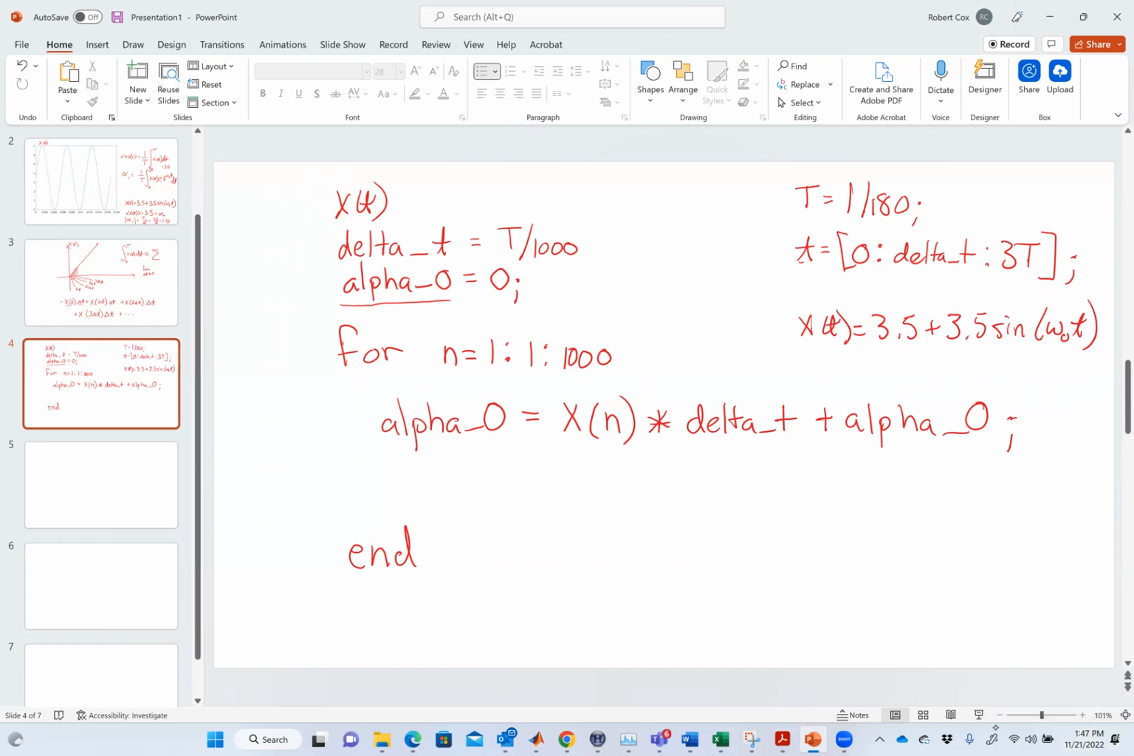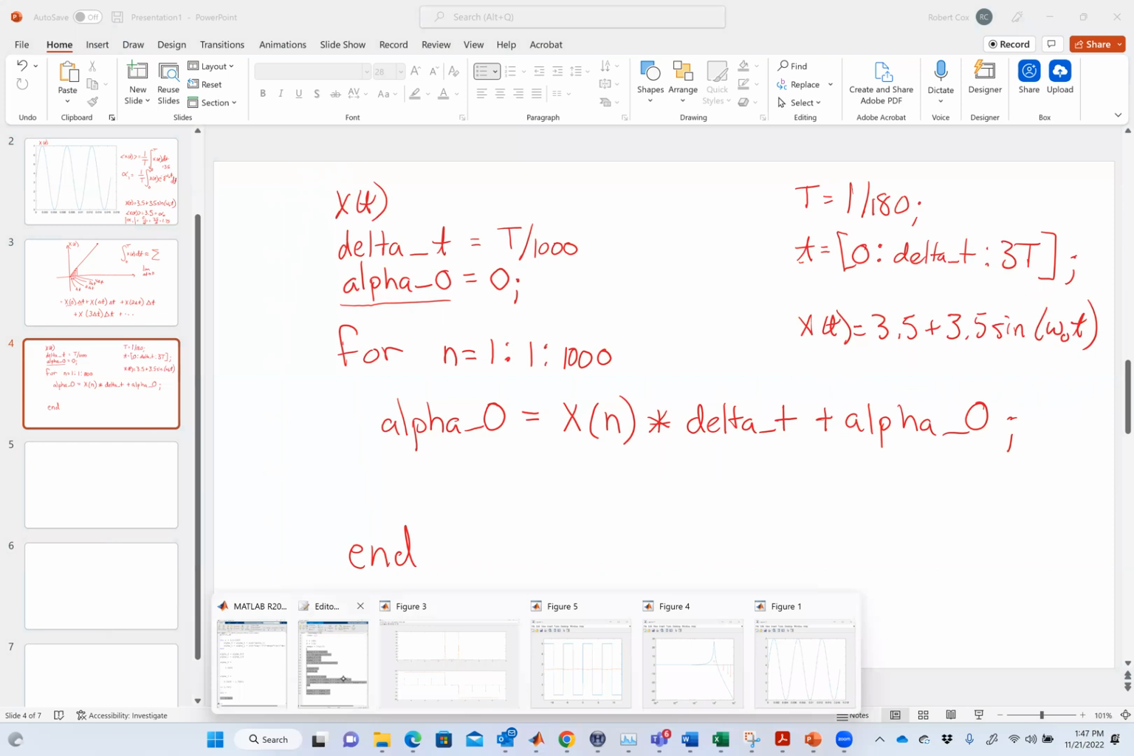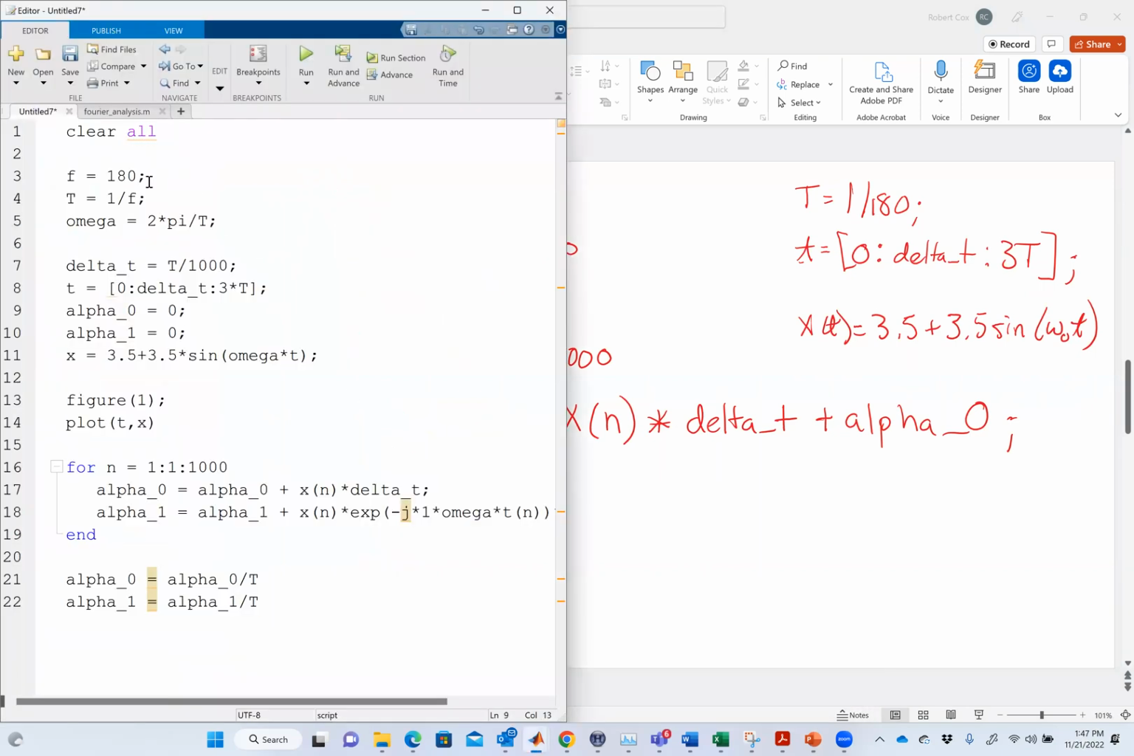All right, so let's look at the code I wrote here. I said the frequency is 180, T is 1 over F, omega is 2 pi over T. I defined my delta T, defined alpha 0. I also did alpha 1 here, which we're going to get to in a minute. So here's that line of code. What's this thing I got down here at the bottom? Alpha 0 equals alpha 0 over T. Why did I put that here?